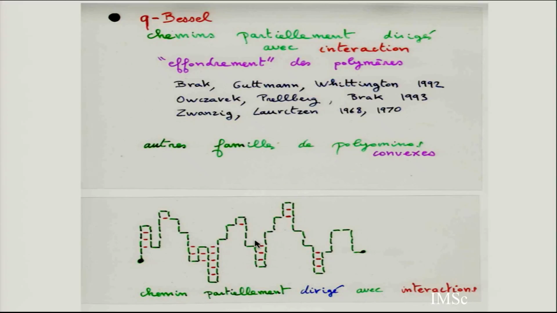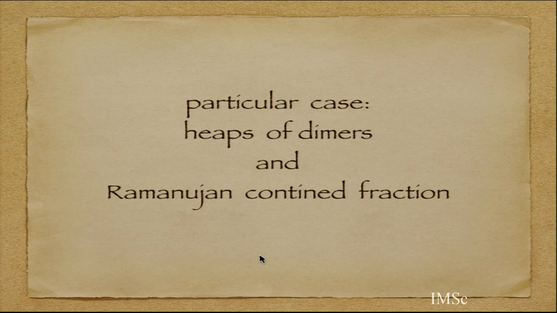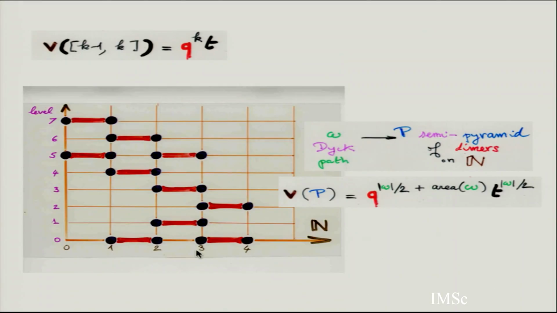I would have liked to give another chapter on hips and continued fraction. So I have a summary of this chapter with the Ramanujan continued fraction, and which fit in this last part. So, particular case of hips of segment, when the segments are reduced to dimers, then this is related to Ramanujan continued fraction. So I give you the explanation.